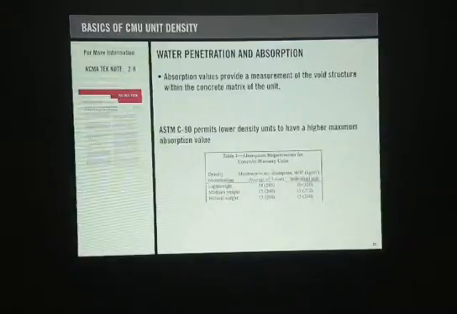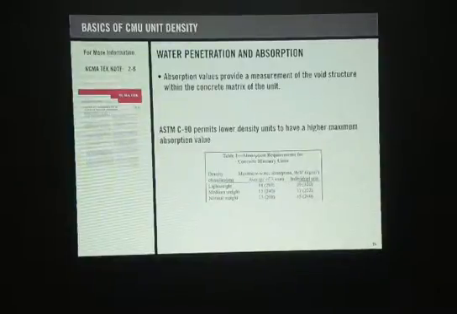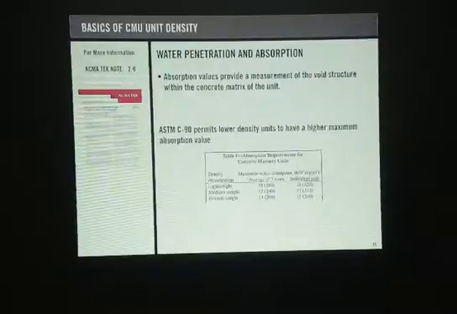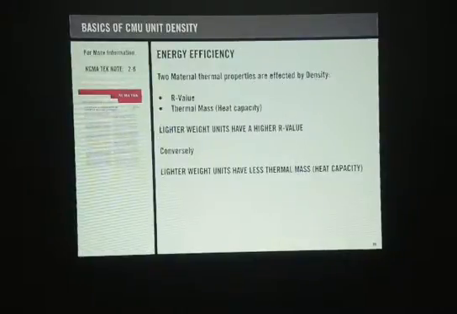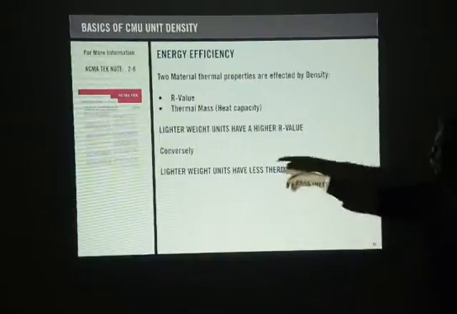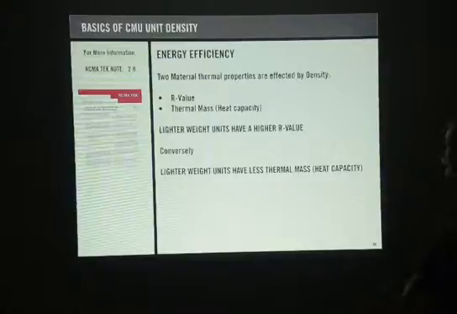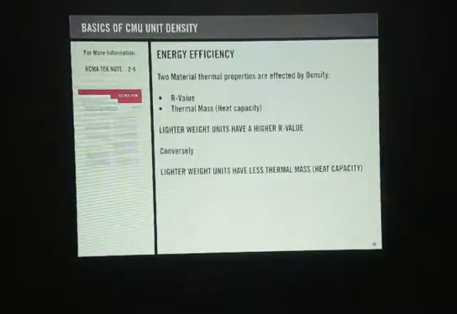We mentioned earlier about water penetration and absorption, and as far as water penetration and absorption, the normal weight does work better for the applications when those are of importance. And as you can see, a lot of these still have the tech notes that we passed around earlier. The tech notes are important. For energy efficiency, okay, we mentioned earlier that medium weight has its advantages. Lightweight units have a higher R value. The converse way to say it is lightweight units have less thermal mass and heat capacity. We're going to go into that.